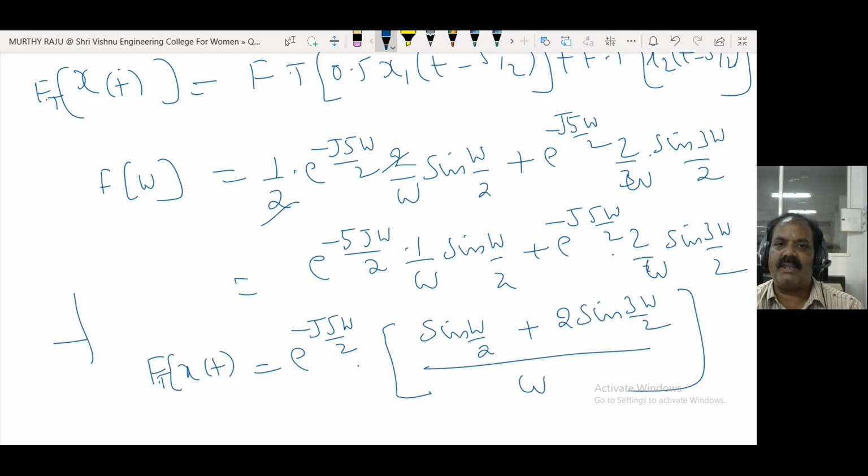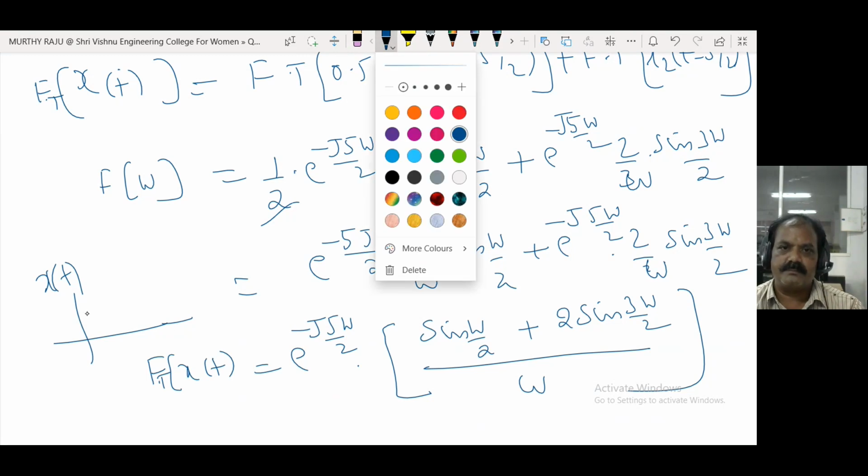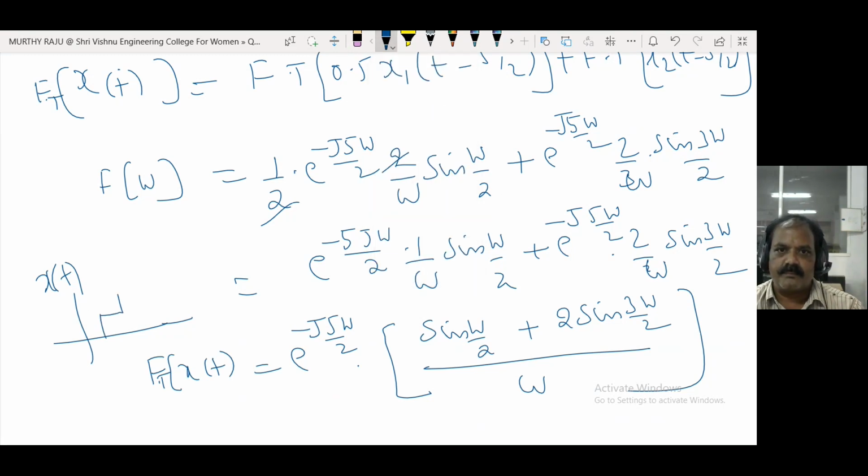Here x of t is a waveform like that, with values 1, 2, 3, 4, 1, 1.5. This is the Fourier transform of x of t.